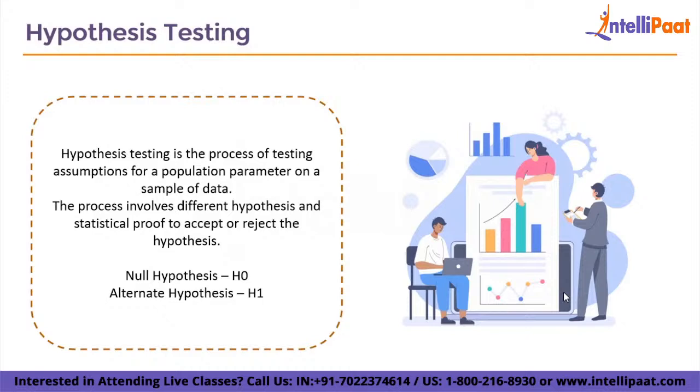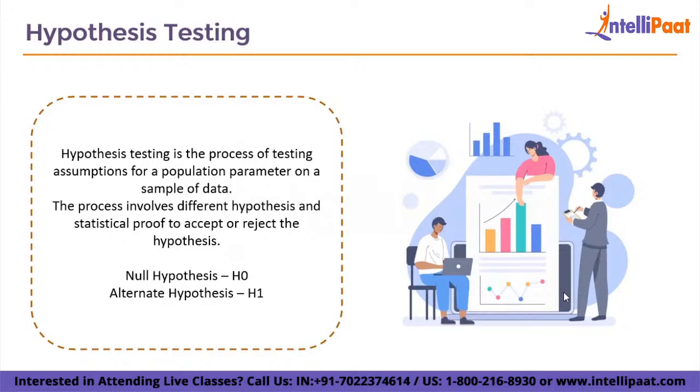Here we have two types of hypothesis, null hypothesis and alternate hypothesis. The null hypothesis is denoted as H0, and the alternate hypothesis is denoted as H1 or HA. So what is the null hypothesis? It indicates that there is no difference between two possibilities. It treats everything as same or equal. Let me give an example to understand in a clear way.